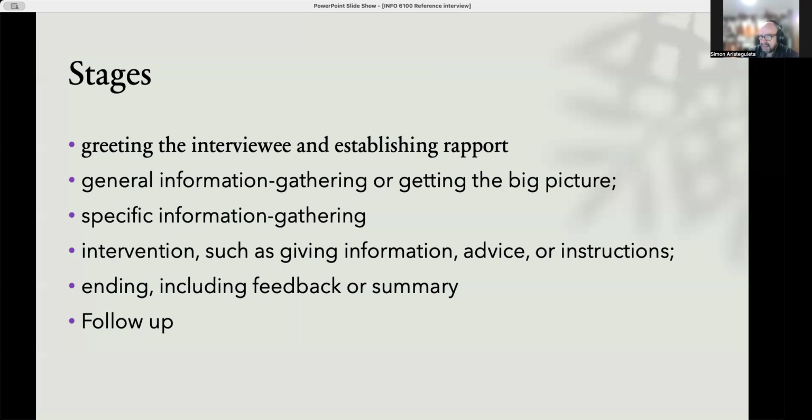Okay, how can I help you? You know, you don't jump to any conclusions. So let the user or the patron speak. Then we can go to more specific information. And that's when we ask specific questions once the initial inquiry has happened.